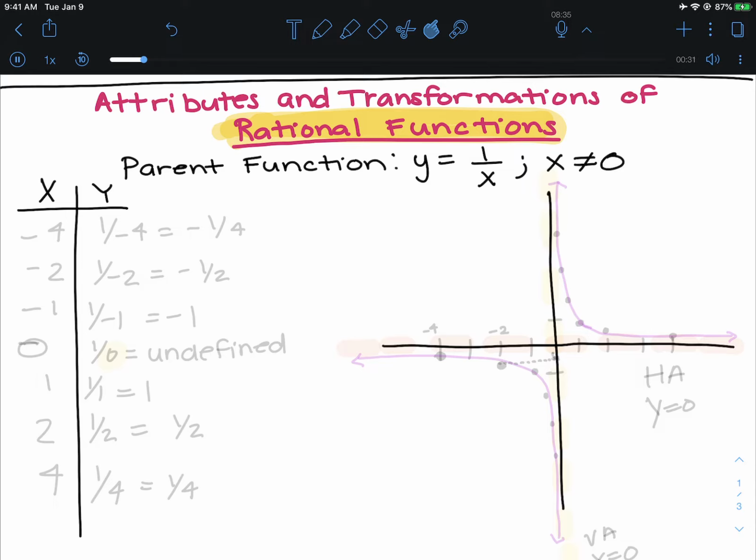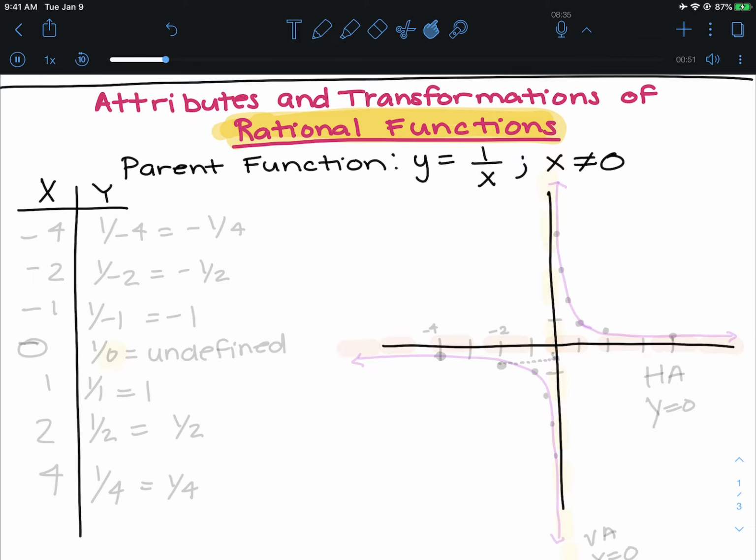Because if you put a 0 for the denominator, then the function will not exist. It's going to give you an undefined value. So the denominator can never ever be 0, or it can never equal 0. Not that it cannot be 0, but it cannot equal 0. Okay, so we're going to graph this function and come up with some values.